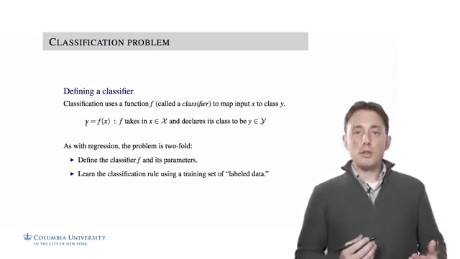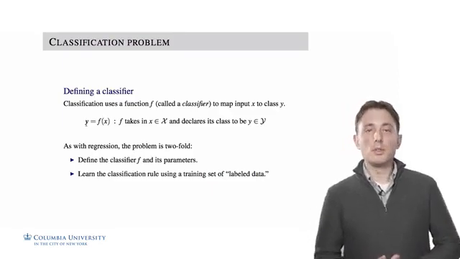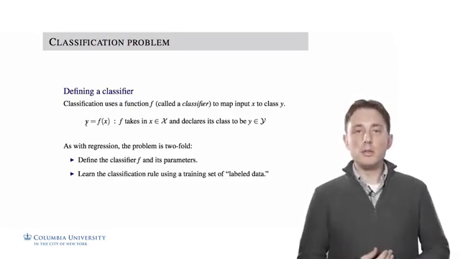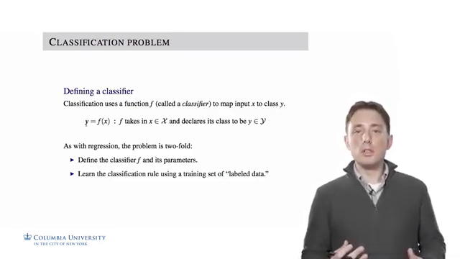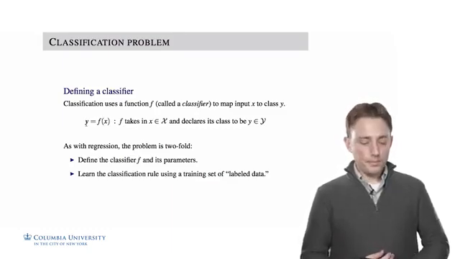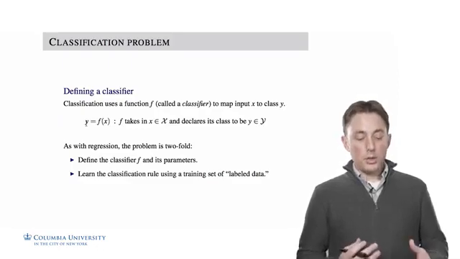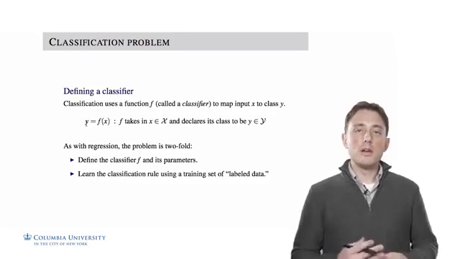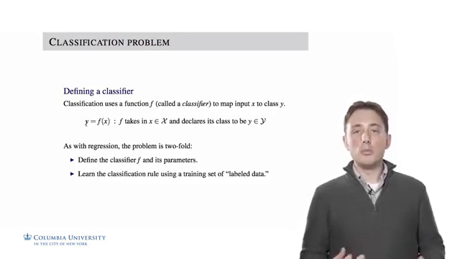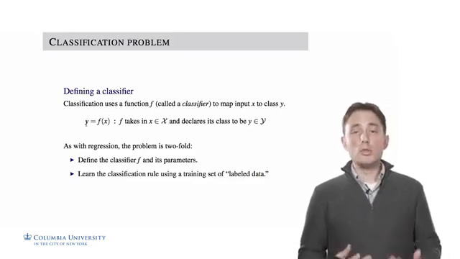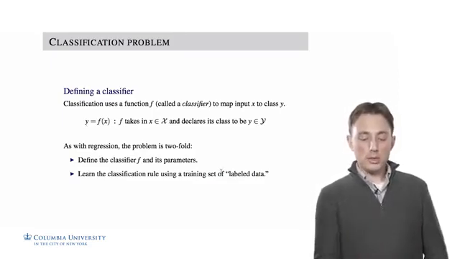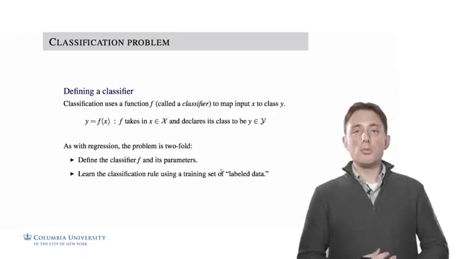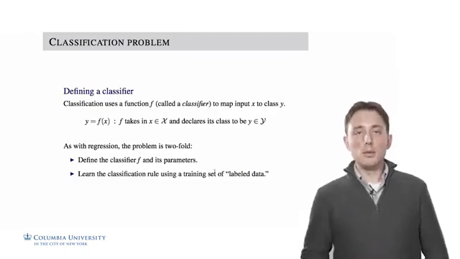So as with regression, this problem is twofold. First, we need to define what the classifier is. We need to define what is the function that we're going to use to assign inputs to outputs. And also, we need to then learn the actual classifier. The classifier that we define is going to have unknown parameters, and we need to then learn those parameters using labeled training data. So we would consider pairs of labeled points in our training set, labeled data in this case.